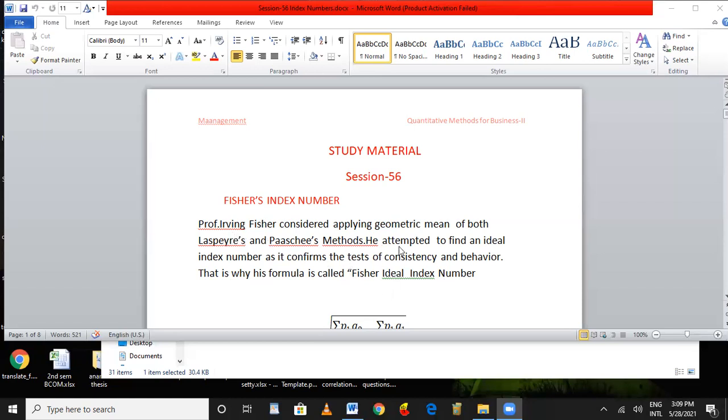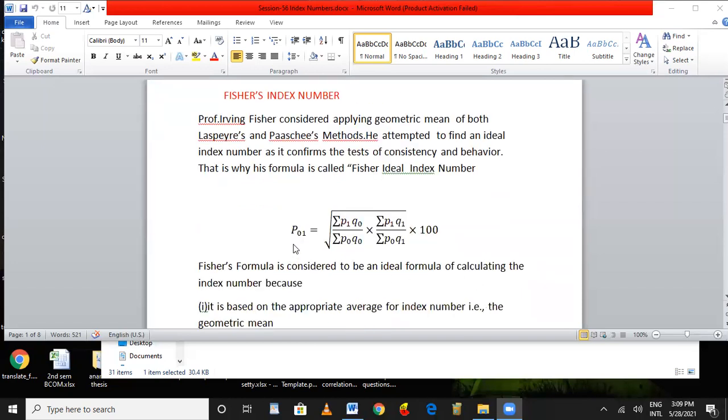The formula for the index number: P01 means the price index number for the current year compared with the base year 0. It is the square root of sigma P1 Q0 divided by sigma P0 Q0, into sigma P1 Q1 divided by sigma P0 Q1.